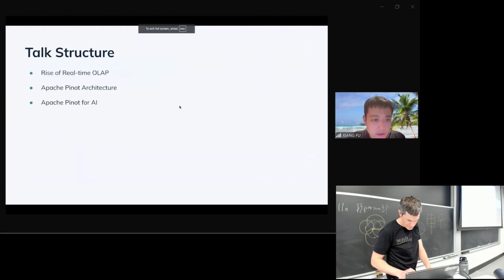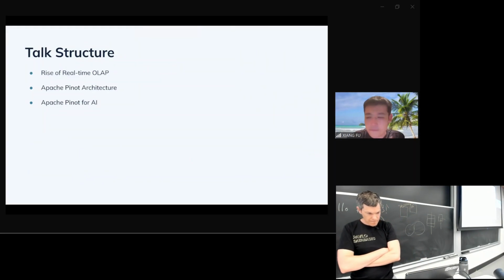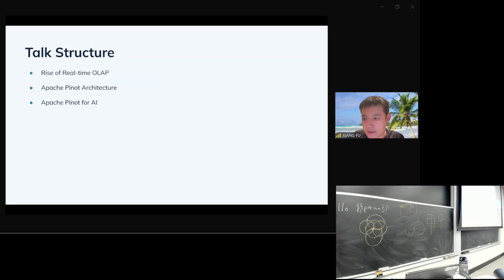Okay. So for this talk, I'm just talking about those three things. So the first thing is what we're doing: real-time OLAP. OLAP is online analytical processing. It's not really like the traditional transactional databases. It's more on the analytical workload.